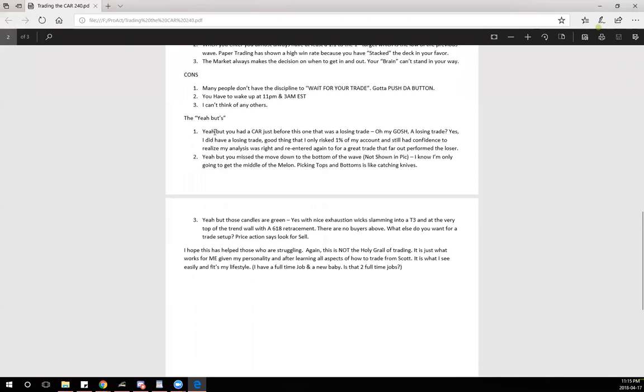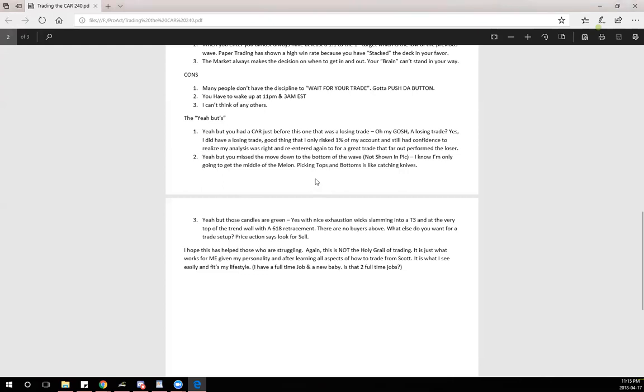And look at here. Yeah, but you had a card just before this one. A card is an engulfing candle, another word for it. And that was a losing trade. Oh my gosh, a losing trade. Yes, you will have losing trades, but he only risks 1% of his portfolio on any one trade. How many trades in a row does he need to lose to blow his account? A lot. Needs to be the worst trader in the world to blow his account if he follows the rules.